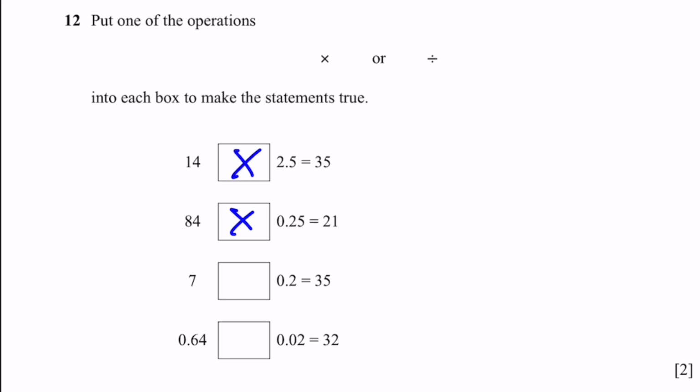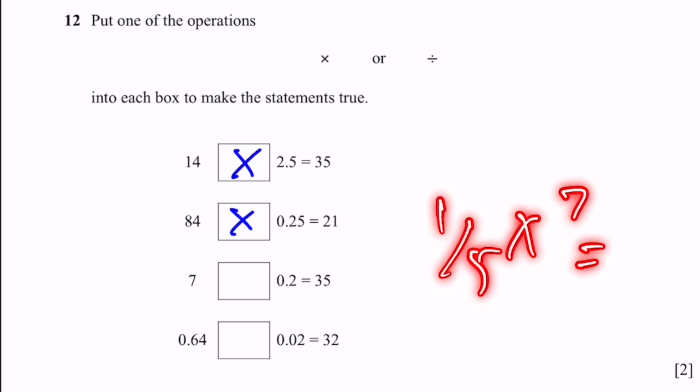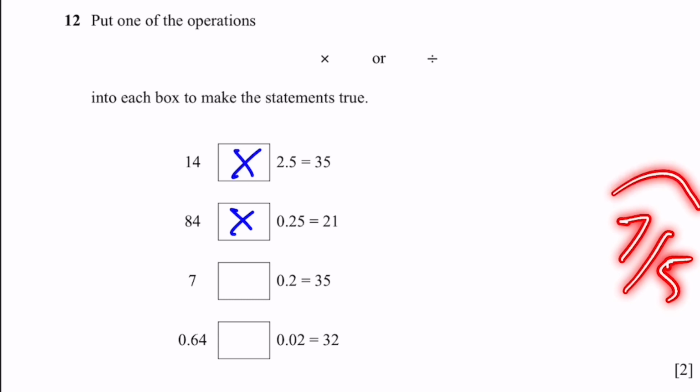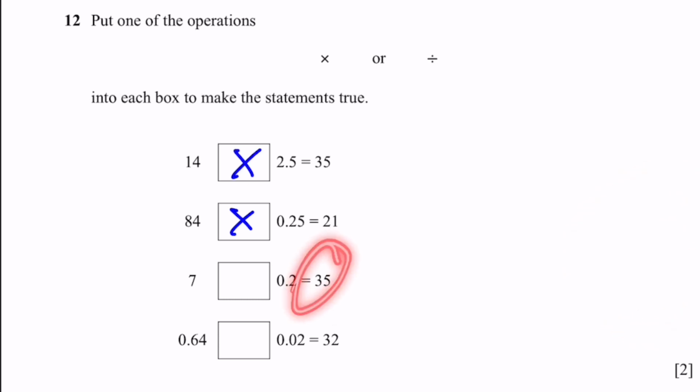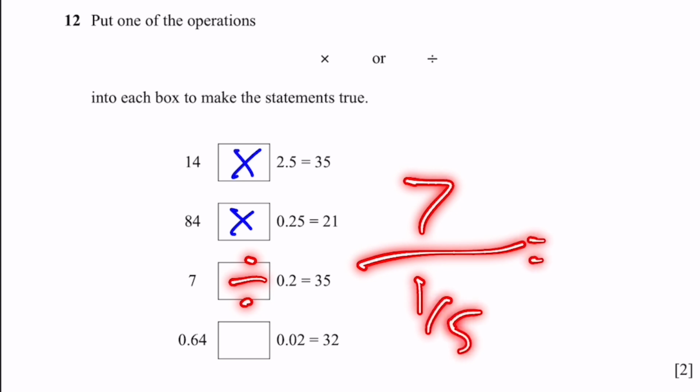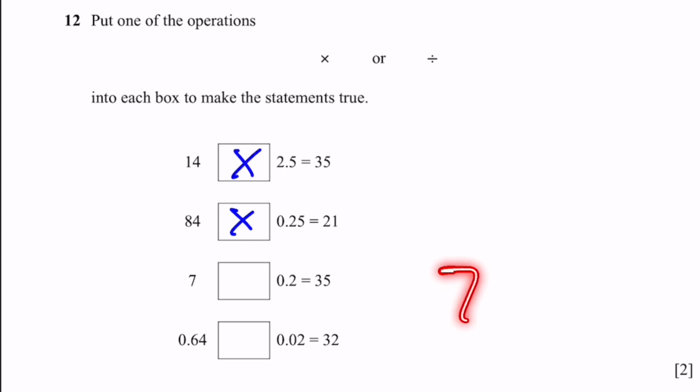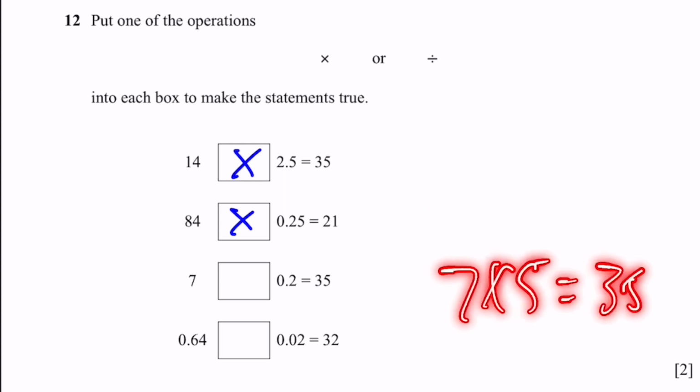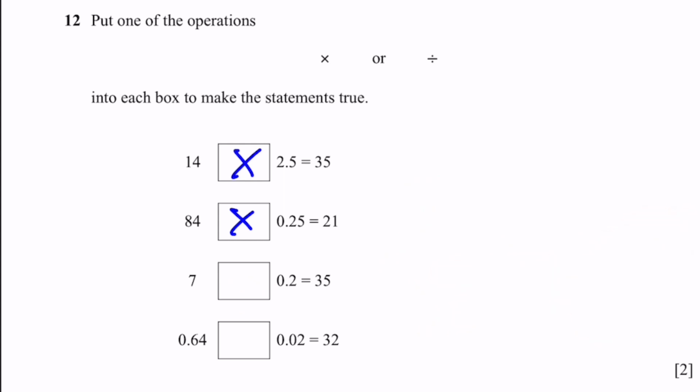Now the third one, 7 _ 0.2 is 35. If we take 0.2 and convert it to a fraction, it is 1/5. Now if we multiply 1/5 by 7, it becomes 7/5, and that's not equal to 35. But if we divide it, 7 divided by 1/5 is equal to 7 into 5/1, which is equal to 7 into 5, 35. So the answer is division.